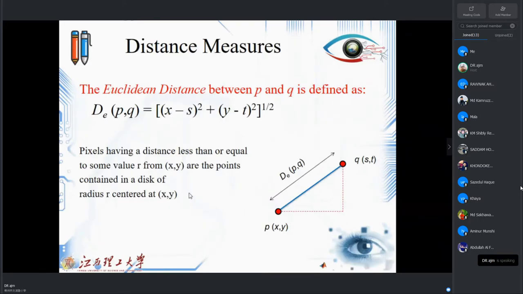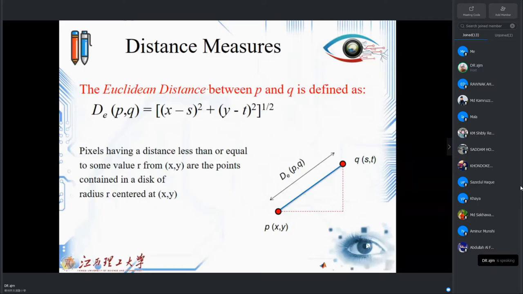And we know that (X minus S) to the power of 2 plus (Y minus T) to the power of 2, then the square root of that, will show the distance between these two pixels. And pixels having a distance less than or equal to some value of r from the point x, y are contained in the disk of radius r at x, y.